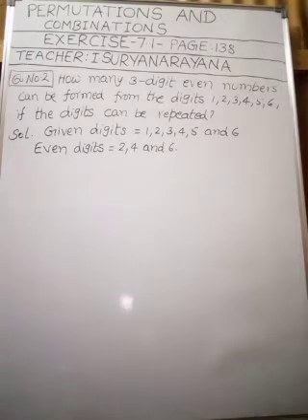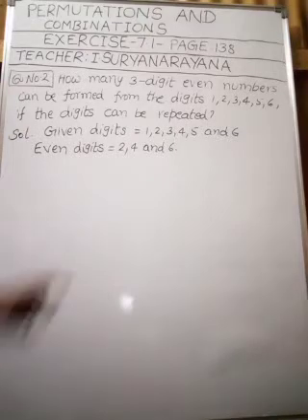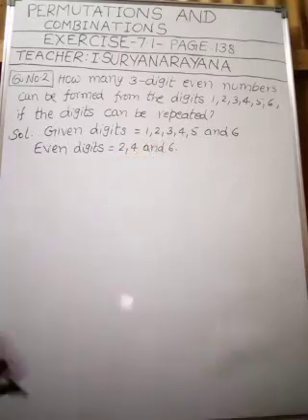Yes. Now you have to remember what is meant by even number. In the even number, units place should be even digit. Yes or no, my dear children? Even number means in the units place even digit should be there. What are the even digits here? 2, 4, 6. Okay, my dear children.